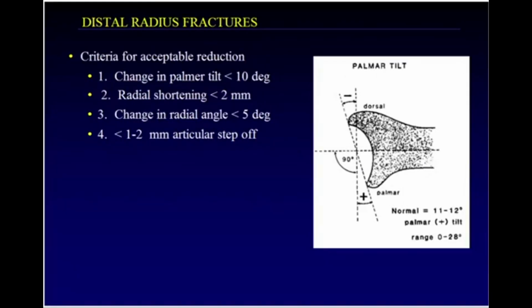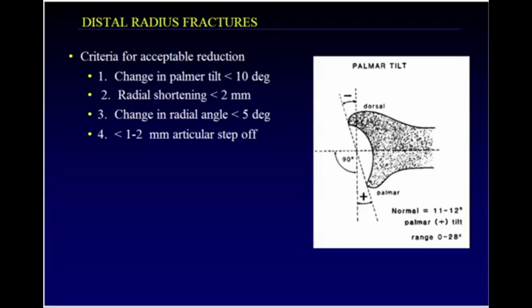All right, what are the criteria for an acceptable closed reduction of the distal radius? Well, you want to have a change in the palmar tilt of less than 10 degrees. So, of course, practically what that means is you can accept basically up to neutral alignment on your lateral image. If you have any amount of dorsal tilt or apex volar angulation, that by definition represents greater than a 10-degree change in the palmar tilt, and that would be an indication for more aggressive intervention.